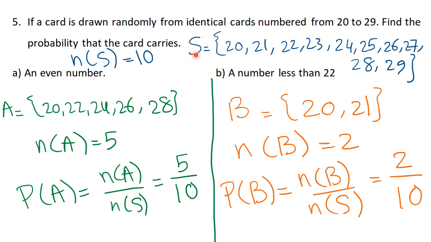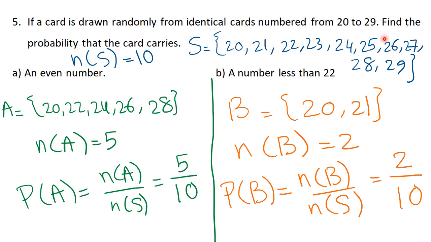From the sample space, we get the number of the sample space. We count 1, 2, 3, 4, 5, 6, 7, 8, 9, 10. So the number of the sample space equals 10, and we will use that when we apply the rule. Okay, the first event is an even number. We know the even numbers are numbers like 0, 2, 4, 6, 8, 10, and so on. So the even numbers in this sample space start from 20.